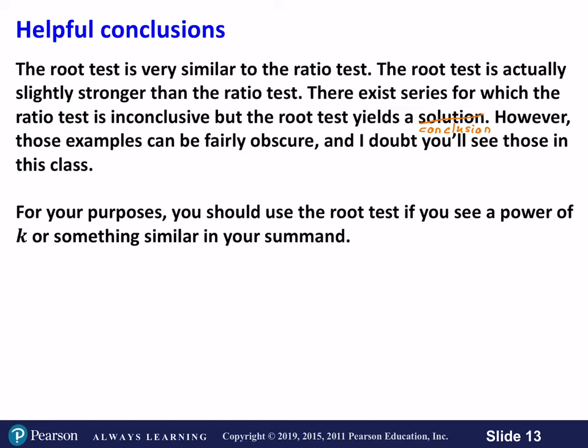So the main thing that I want you to take away is that the root test should be used whenever you have powers of k or something similar inside of your summand. Summand is just the thing that's inside your sum. And then the ratio test should be used in every other instance. So if you don't see a power of k or k squared, or one of your things raised to the k power, then you should just consider using the ratio test. So the ratio test should be your default option.